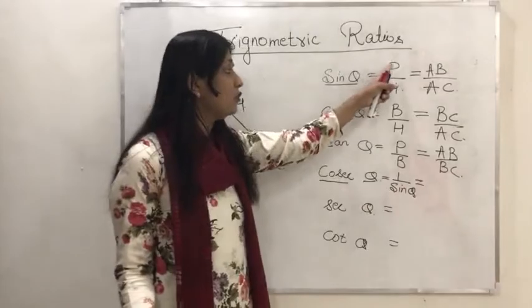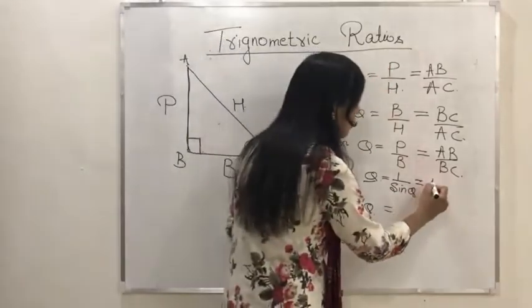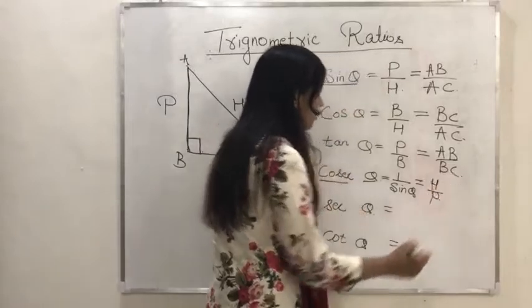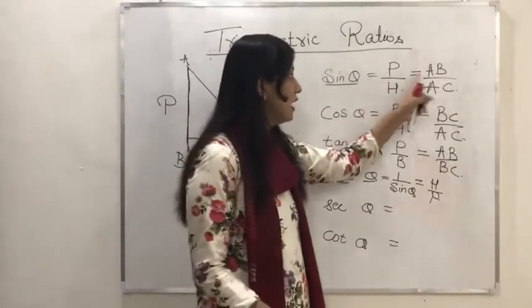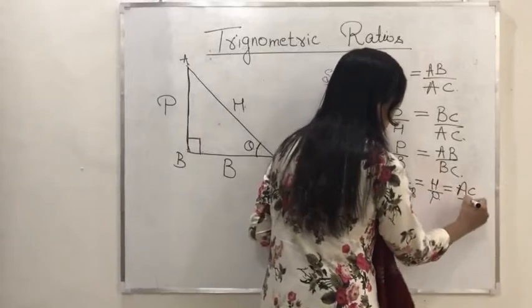So sine theta is perpendicular upon hypotenuse. Cosec theta will be hypotenuse upon perpendicular. So your hypotenuse is AC and perpendicular is AB. So it will be AC upon AB.